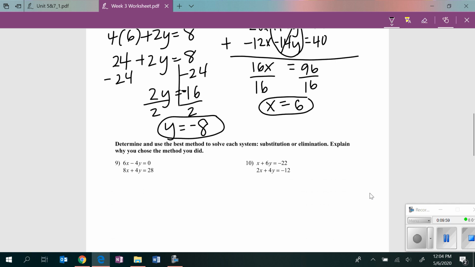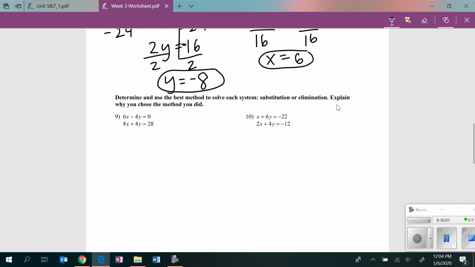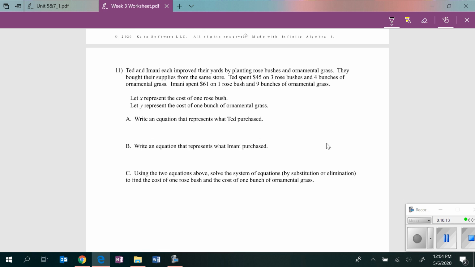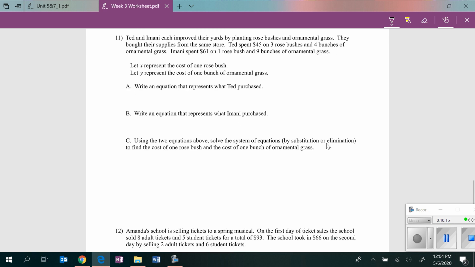Okay. The next several problems is choose which one you want to do. So looking at numbers 9 and 10, which is going to be easier for you, substitution or elimination, and then explain why that was easier. And then we've got a couple of word problems. If you have any questions about the word problems, make sure to send me an email, or you can stop by on Friday for office hours at 9 a.m.